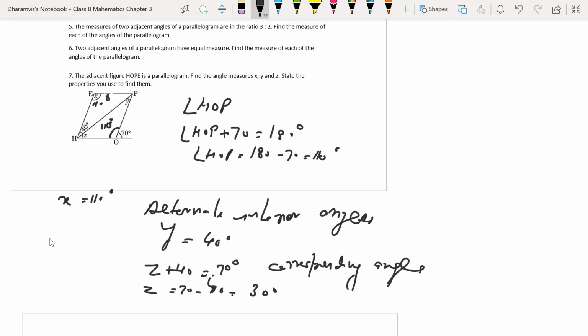So we can calculate according to the rules of parallelogram which properties we have used in this. We have used the alternate interior angles property, the opposite angles property of a parallelogram, and corresponding angles. So the value of x is 110, y is 40, and z is 30 degrees.